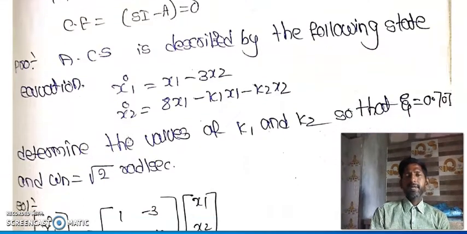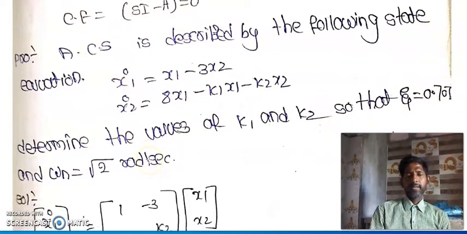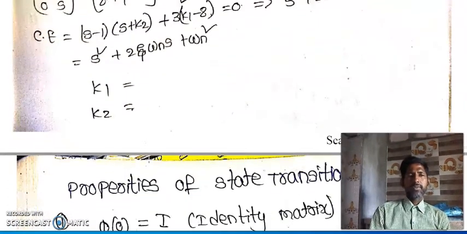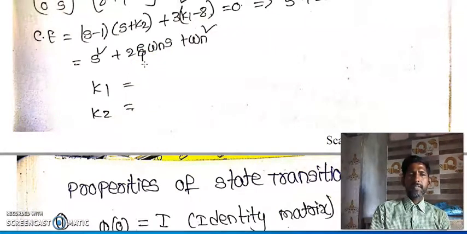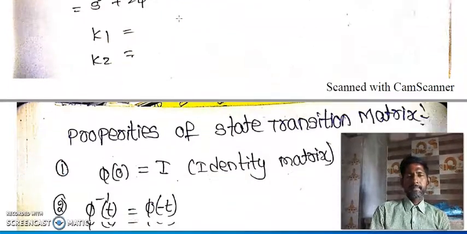They have asked to determine the values such that zeta value is 0.707 and omega n value is root 2. So we can find K1 and K2 by comparing these two equations.